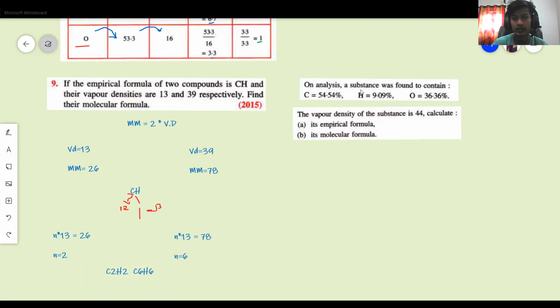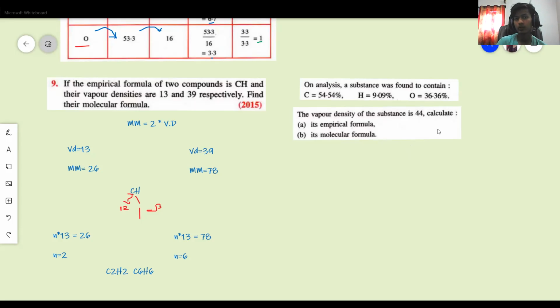A substance was found to contain 54.54% of carbon, 9.09% of hydrogen, and 36.36% of oxygen. The vapor density of the substance is 44. So you have been given the molecular mass of the whole substance, and you have to calculate the empirical formula and then the molecular formula.